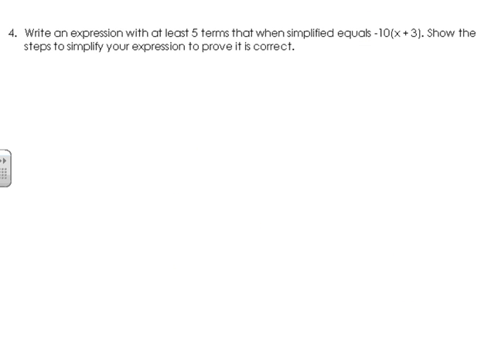All right, final problem. This one, you have a lot of flexibility. There are an infinite number of correct answers. What might help you get started is to simplify this expression. Simplified means that it has no parentheses and no like terms remaining. So we're looking for an expression that's going to equal negative 10x minus 30.